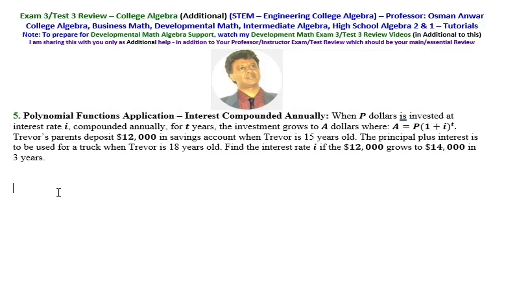Interest compounded annually: when $P is invested at interest rate I, compounded annually for T years, the investment grows to $A, where A equals P times 1 plus I to the T.